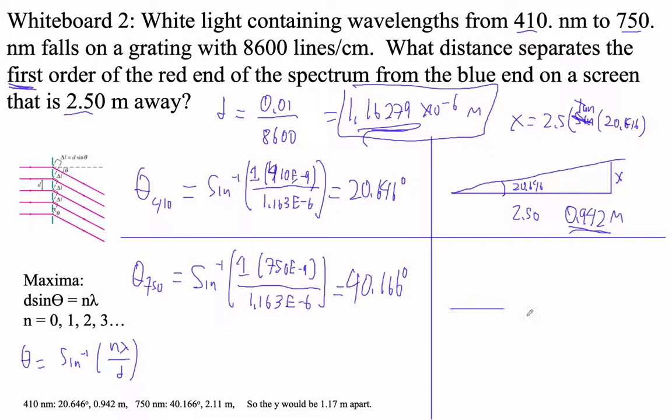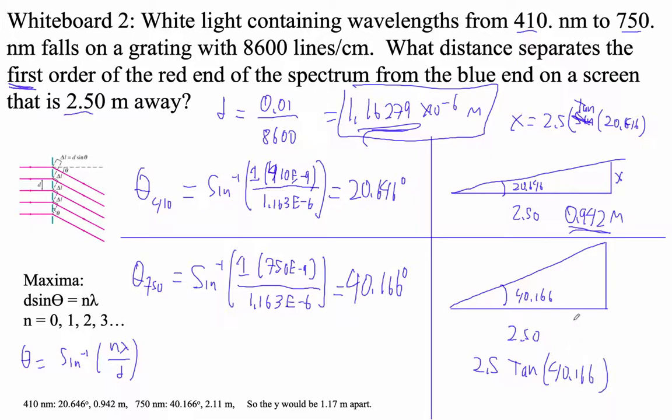So I'm going to do the same thing here. We've got 2.5, and then we have to make that angle. That doesn't even look anywhere near 40.166, but let's pretend it is. So this side's going to be 2.5 tangent of the value I just got, and that's 2.11 meters.